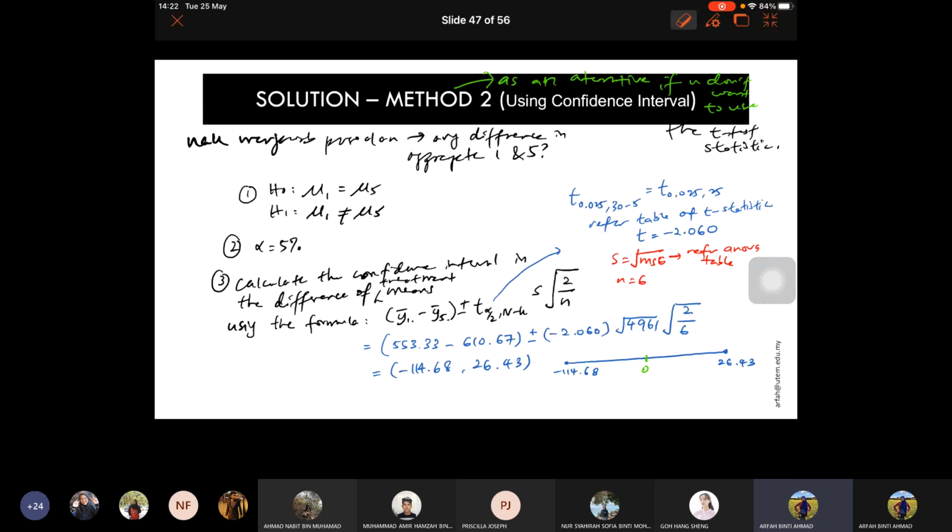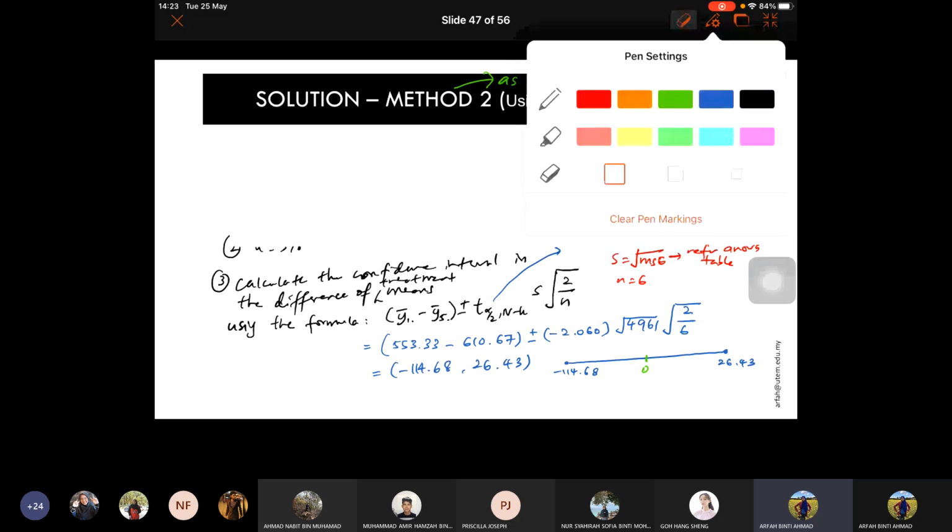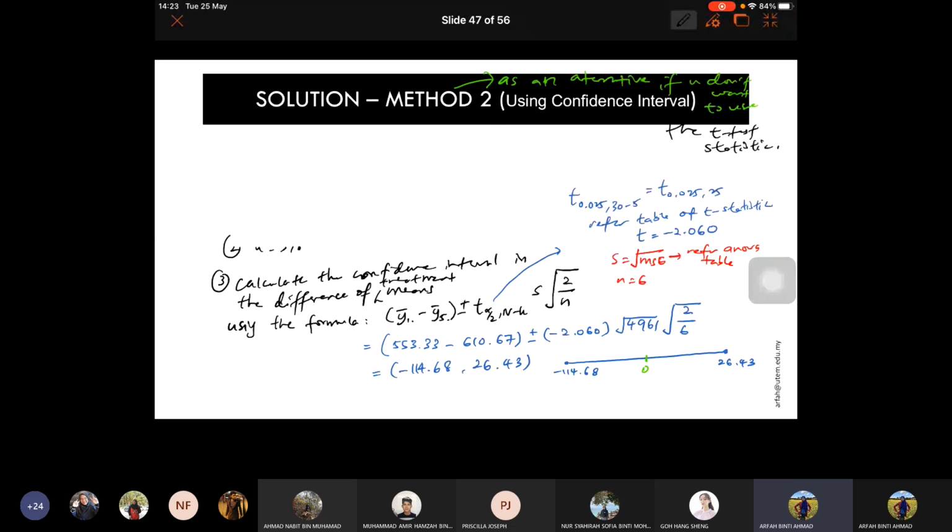So I can padam. I can erase the one that I write on top of the slide. Okay. So let's speak with the slang of Europe. So this one can be deleted. So from here, kalau tengok dari sini, dia punya syarat, okay. The criteria, okay. If the calculated confidence interval, okay, include 0, then you will reject H-null.